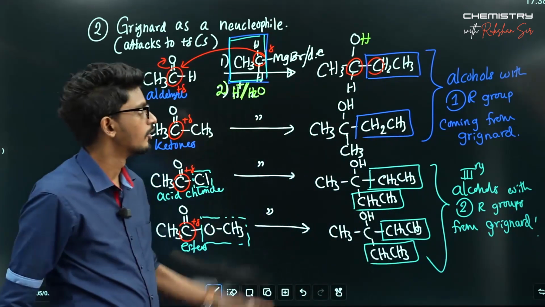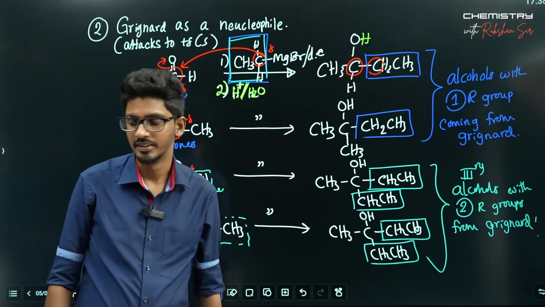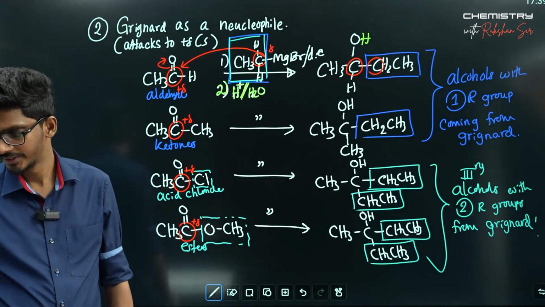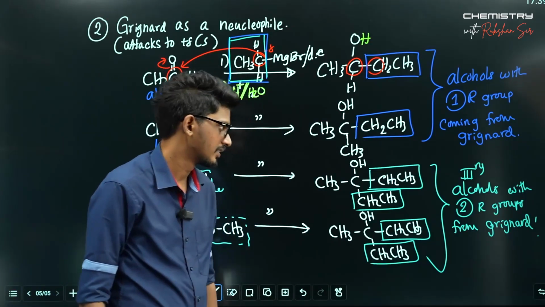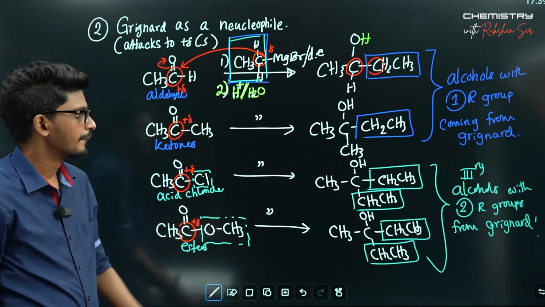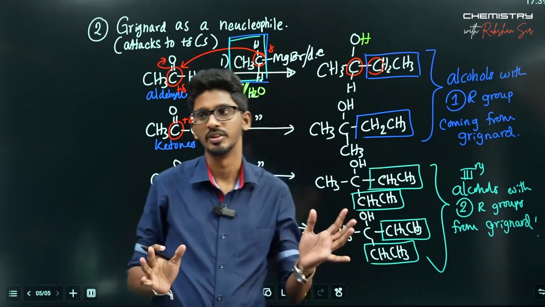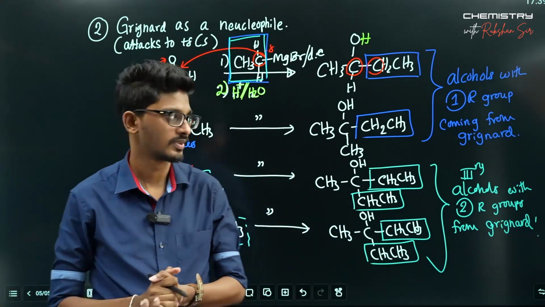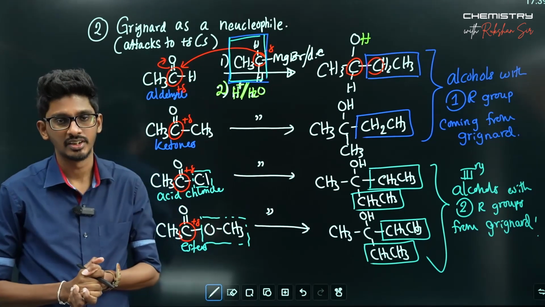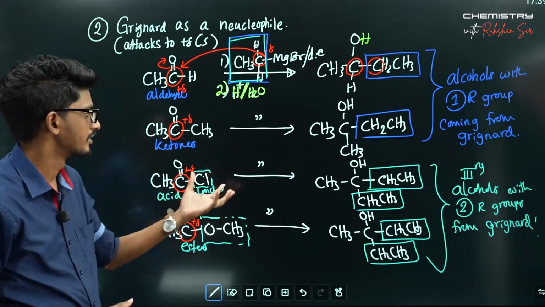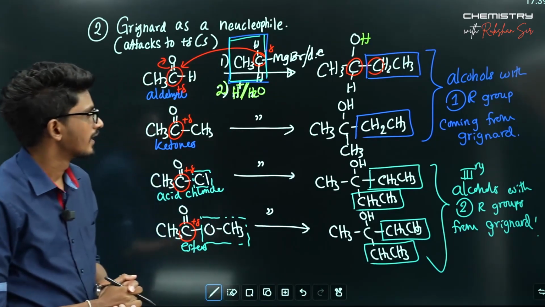Right, that is how the Grignard is supposed to react with aldehydes, ketones, acid chlorides and esters. Okay, clear? Let's quickly go through the mechanisms of these reactions as well. Those are frequently asked questions in A-level papers, so keep it in mind.